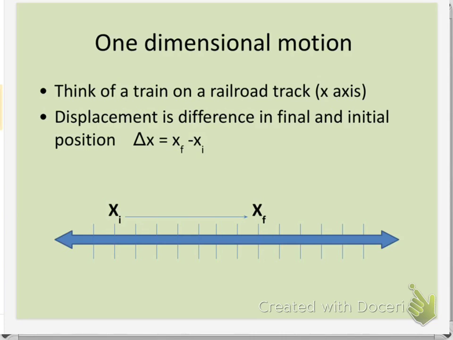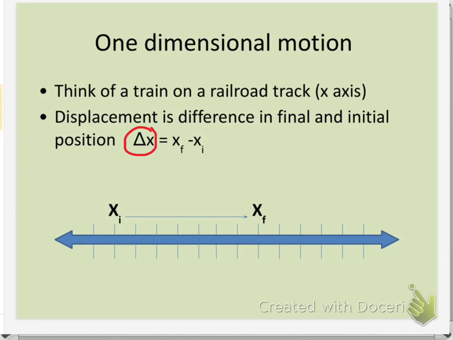We're going to start off dealing with only the x-axis. And we will talk a little bit about displacement. So displacement is your difference in initial and final position. And this is where that delta comes in. So delta x is the difference in your final x position and your initial x position.